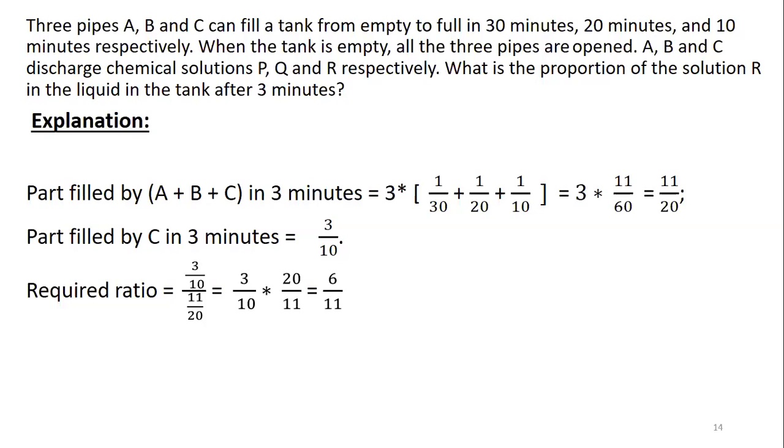Now 3 by 10 part of the tank is what? Chemical R. So totally how much chemical is filled altogether? 11 by 20. So the ratio is 6 by 11. So if it is an 11 liter tank, if 11 liters of chemical is filled, then 6 liters belongs to R category.